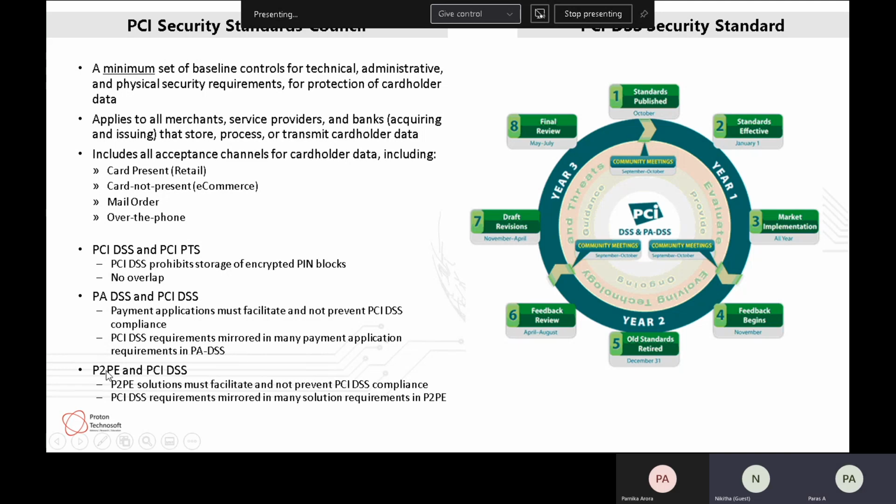Okay. Then P2PE and PCI DSS. P2PE is point-to-point encryption, and PCI DSS also talks about encryption, so that whatever is getting stored, processed or transmitted, all three are in encrypted format. So again, the requirements are very much common from the standard perspective. Okay. Yeah, got it.